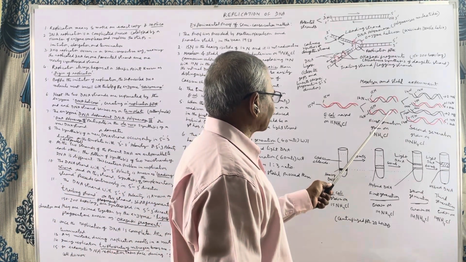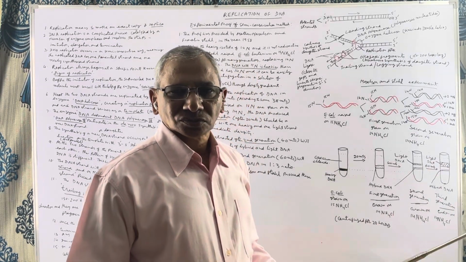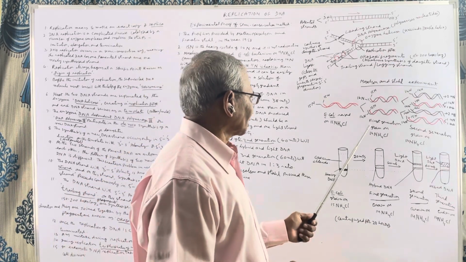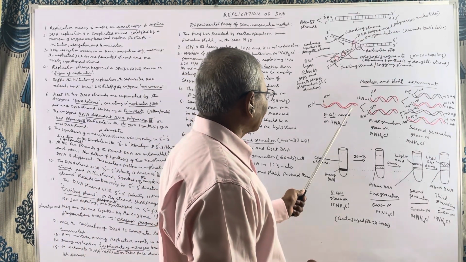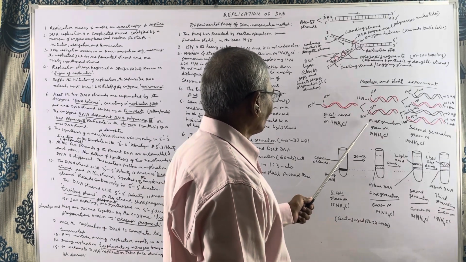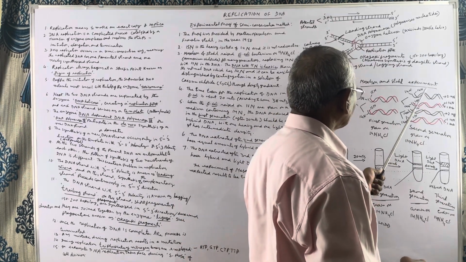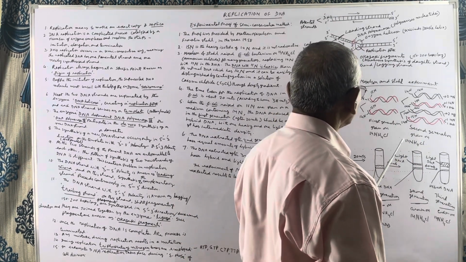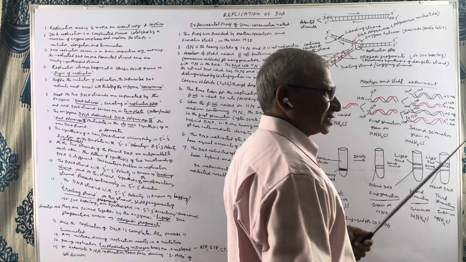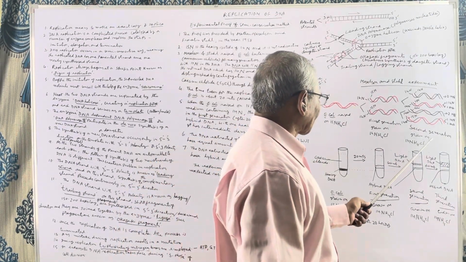Then these two hybrid strands are allowed to multiply for another 20 minutes. That means after 40 minutes of raising E. coli on 14NH4Cl, we get these DNAs. So this is the first generation. In the first generation, what do we get? Two hybrid DNA molecules.